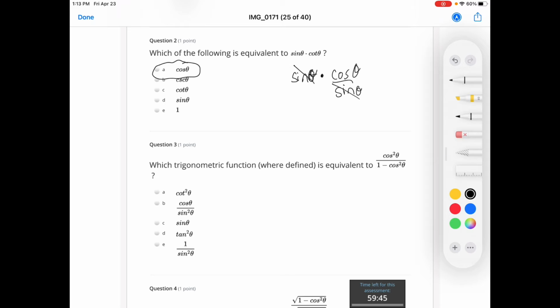Okay. Number 3, cosine squared over 1 minus cosine squared, that's your Pythagorean identity, which is sine squared. Okay, so cosine squared divided by sine squared, that's going to be cotangent squared.